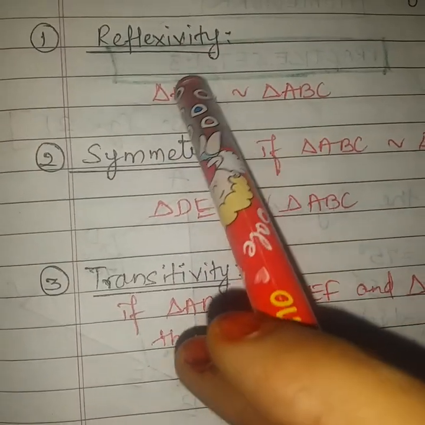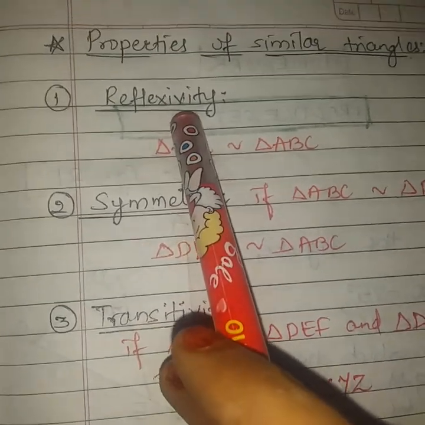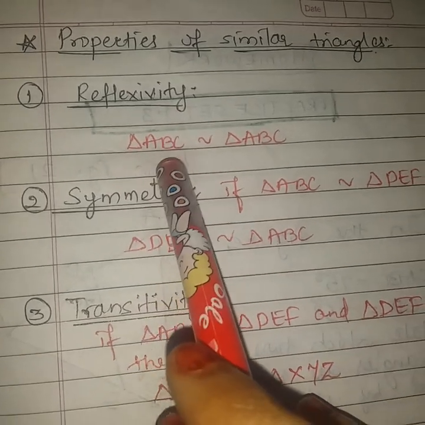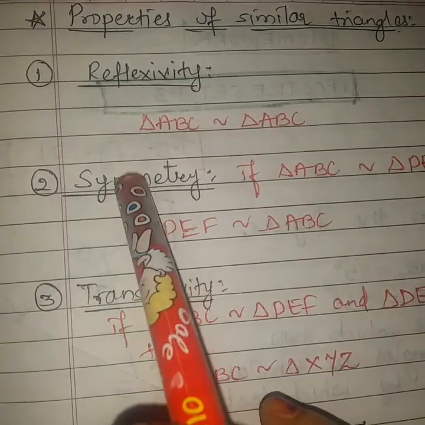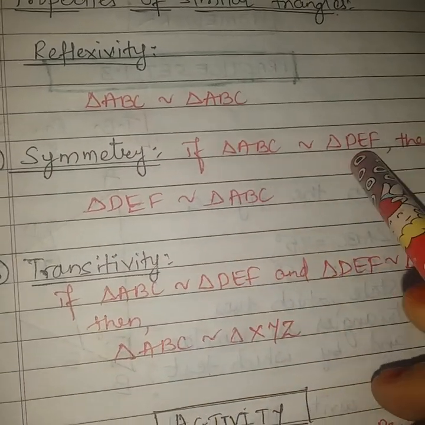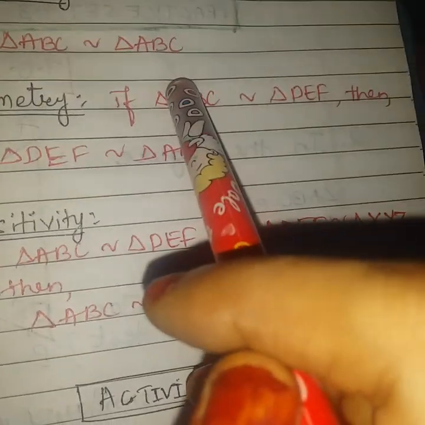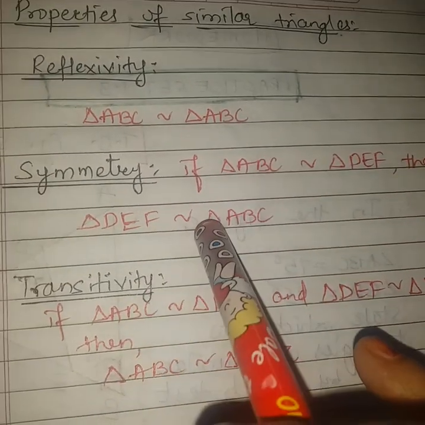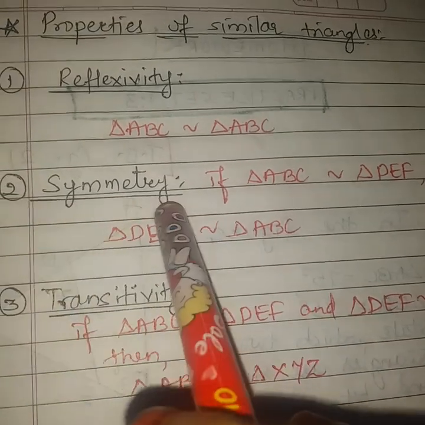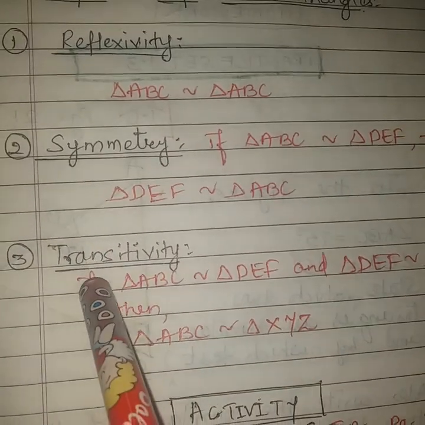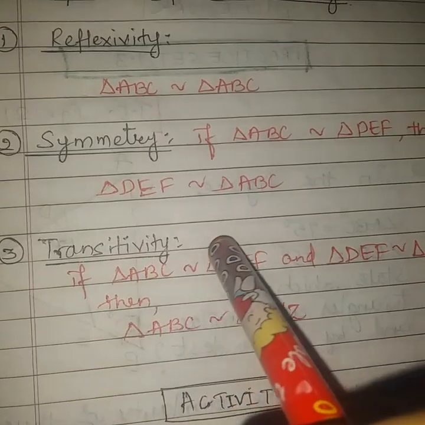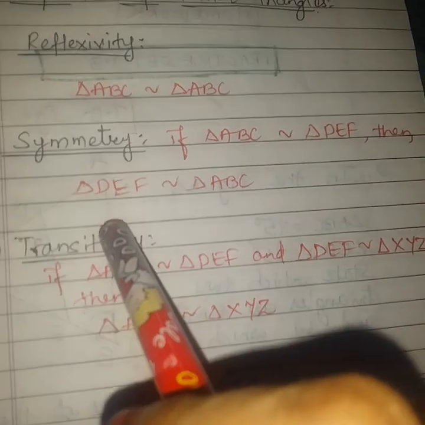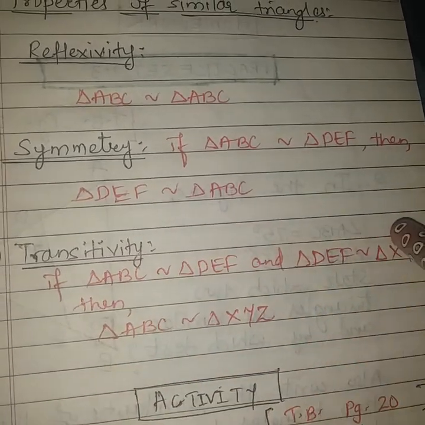Reflexivity, like reflection. When you see your own reflection, so here the property says that every triangle is similar to itself. Triangle ABC is similar to triangle ABC itself. Symmetry: if one triangle is similar to the second one, then the second triangle is similar to the first one. For example, if triangle ABC is similar to triangle DEF, then triangle DEF is similar to triangle ABC. This is called the property of symmetry. And the last one is transitivity. If the first triangle is similar to the second triangle and the second triangle is similar to the third triangle, then by the property of transitivity, the first triangle is similar to the third triangle.